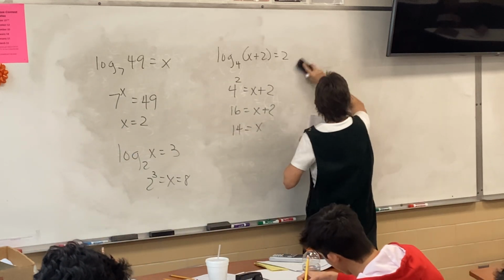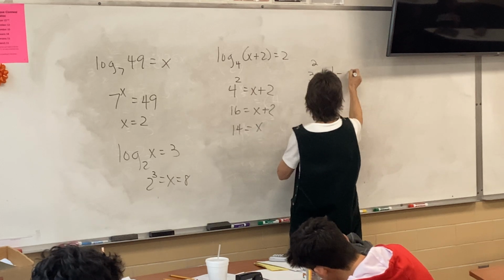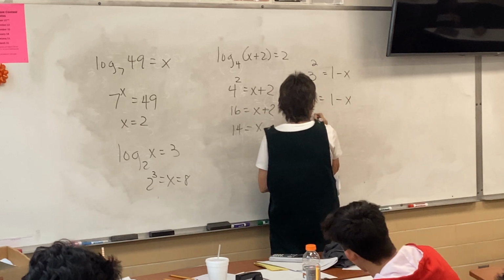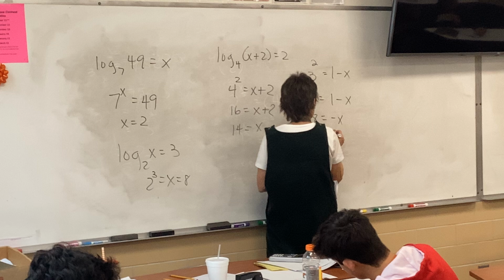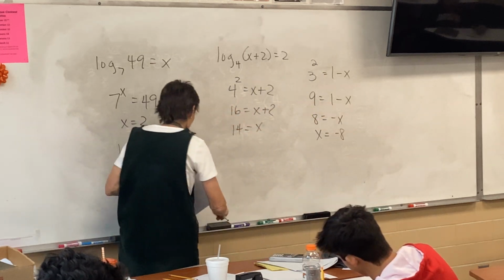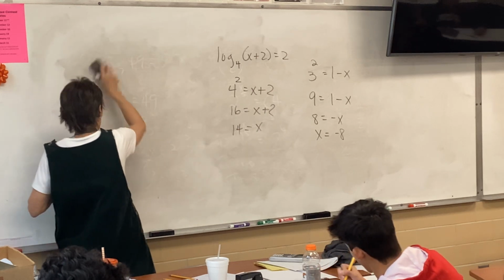So m is going to be 3 squared equals 1 minus x. What did you say? Did you say -8? Yeah. You are right, -8. And you can do n a couple of different ways. I got a question. Yep.